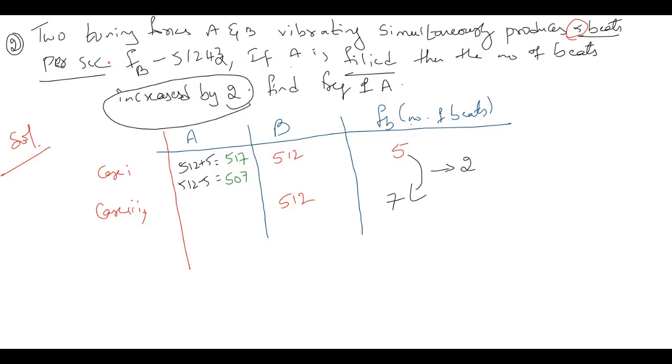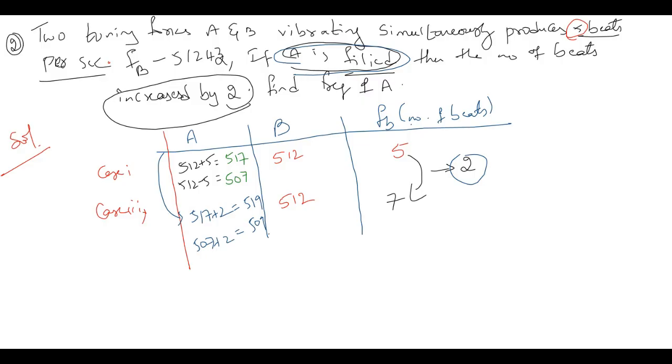Now, what did we do here? A is filed. A is filed means for A, it will be increasing by 2. Means it will be either 517 plus 2 or 507 plus 2. Yes or no? If it is 517 plus 2, it is 519. Here in this case, it is 509.